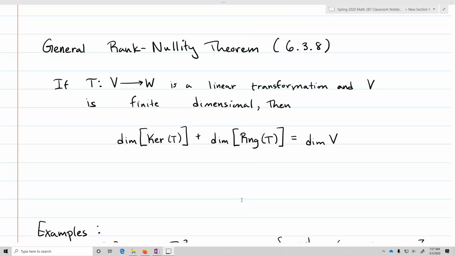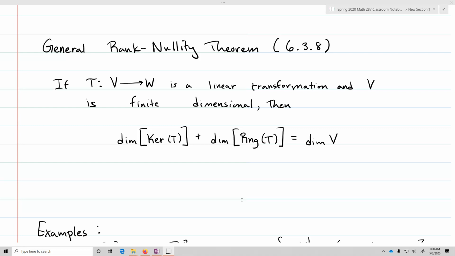So this brings us to our general rank-nullity theorem. If T is a linear transformation from a vector space V onto W, and V is finite dimensional, then the dimension of the kernel of T plus the dimension of the range of T equals the dimension of V. Okay? And this should look pretty much like, or we should be able to transform it into, a similar statement from our other rank-nullity theorem.